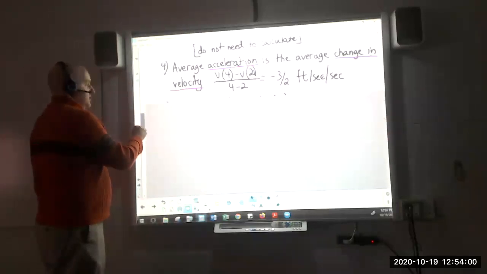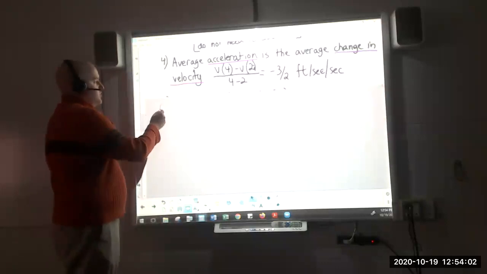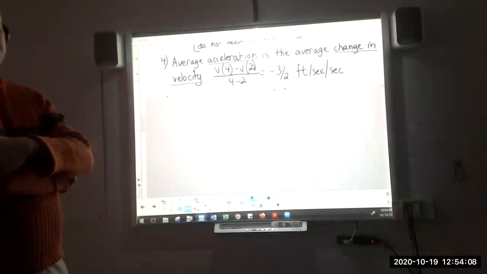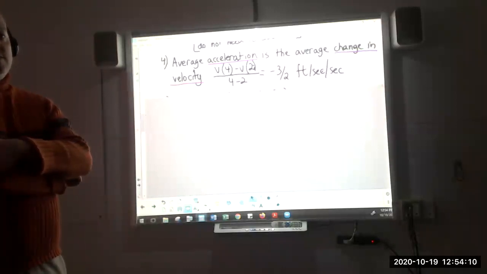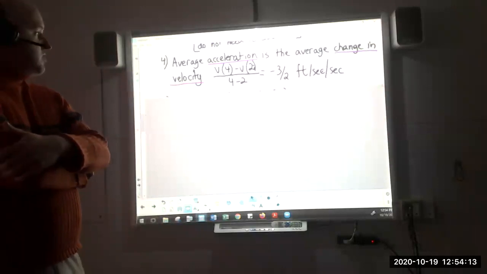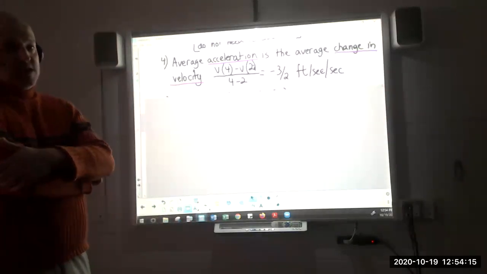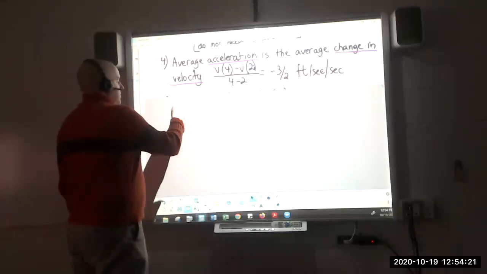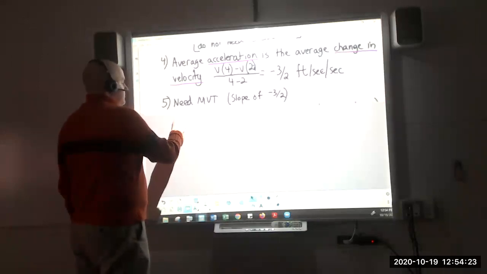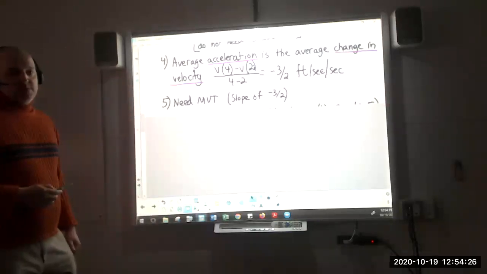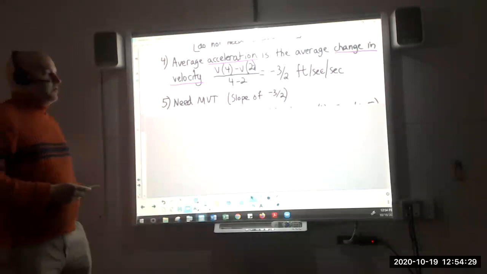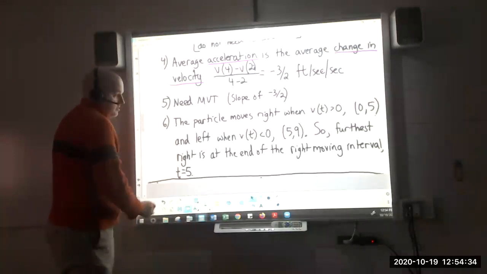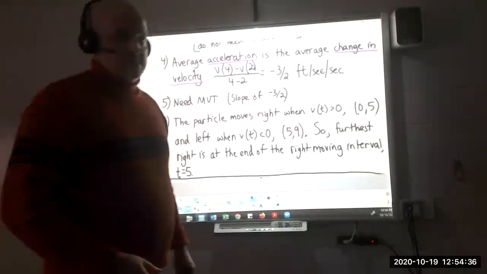I would like to remind you again, average acceleration is the average change in velocity. So I found an average acceleration using velocity values. Also, the units make sense. The numerator's units are feet per second. The denominator's units are seconds. So it's feet per second per second, or feet per second squared, which is what we expect for units of acceleration. Number 5, I'm not going to be talking about because we would need the mean value theorem here. Number 6, however, I'm going to let you marinate in for a little bit.